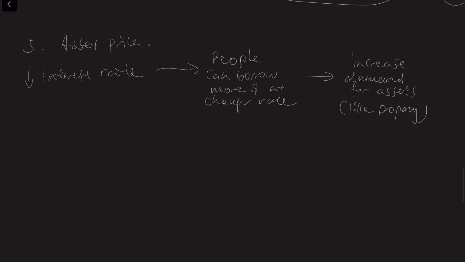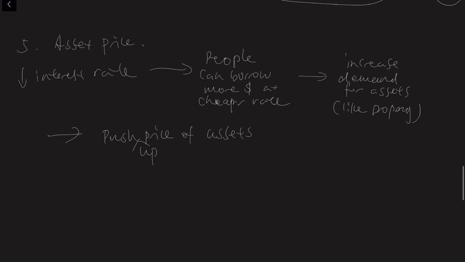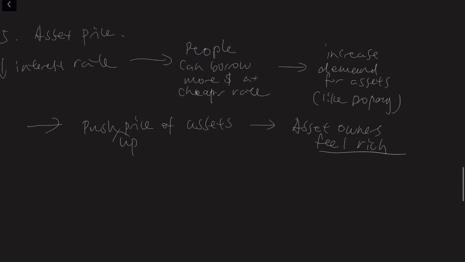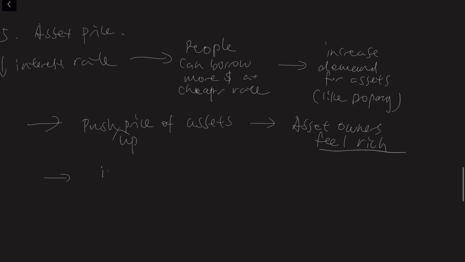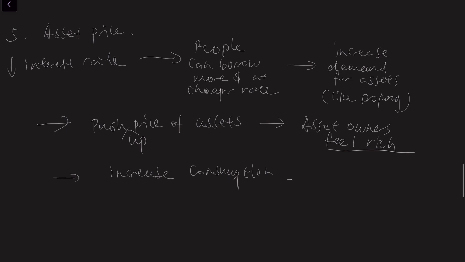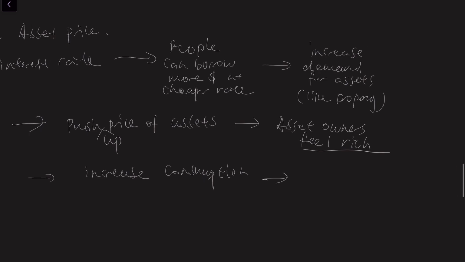And because the demand increases, this will push up the price of assets. And so asset owners feel rich. When they feel rich, they increase consumption. Because now you are richer, you cannot drive a Toyota anymore. You need to buy a Mercedes. And so consumption increases.